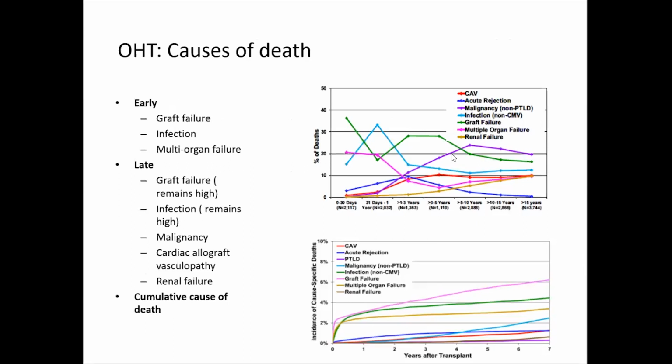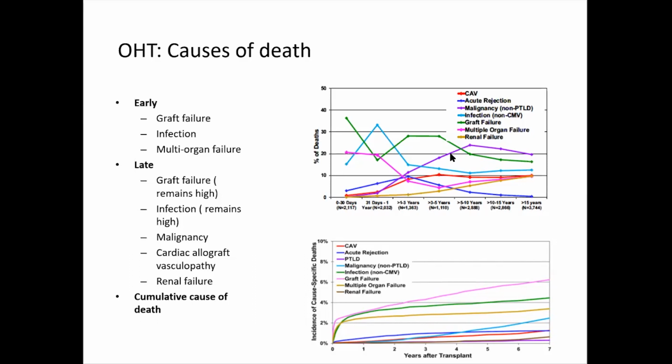Some of the causes of death for the transplant patient, how these patients do over time, and what the complications are. Early on it is graft failure and infection, multi-organ failure, and then later, graft failure is still an issue. Infection can still stay high. But over years, like after 5 to 10 years, other issues start coming up, like malignancy, cardiac allograft vasculopathy, and renal failure, which contribute to the cause of mortality too.